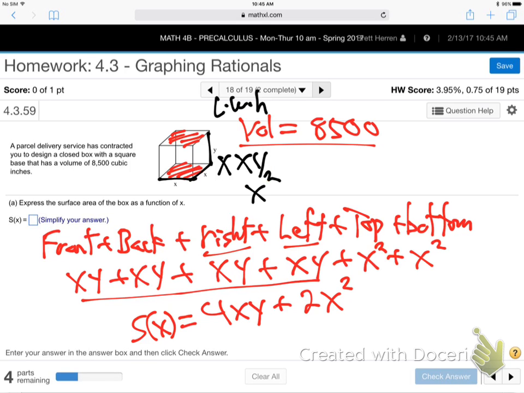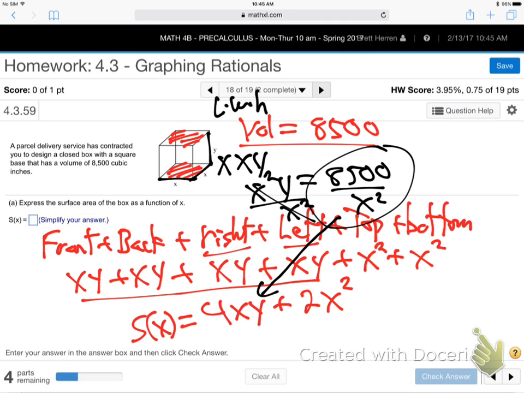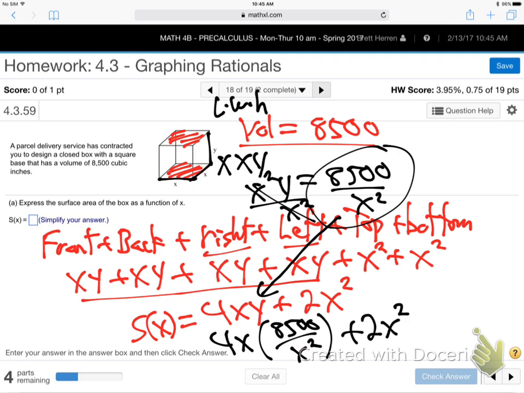So in other words, x squared y is 8,500. Solve for y. Divide by x squared. Y is 8,500 over x squared. Plug it in right there. 4x times 8,500 over x squared plus 2x squared. There's the surface area formula in terms of x only. Is that good? Does that make sense how I'm doing that?